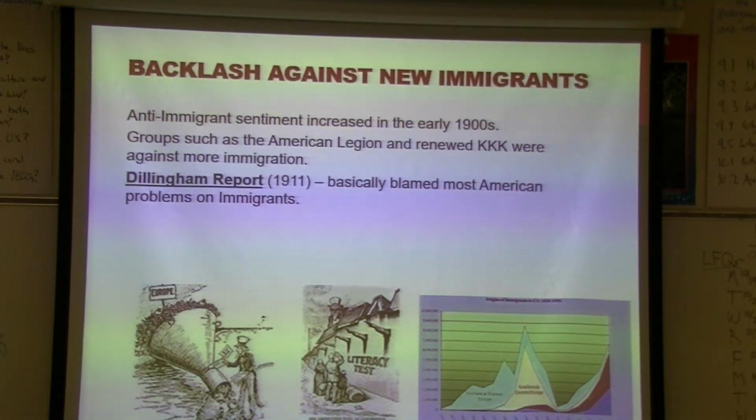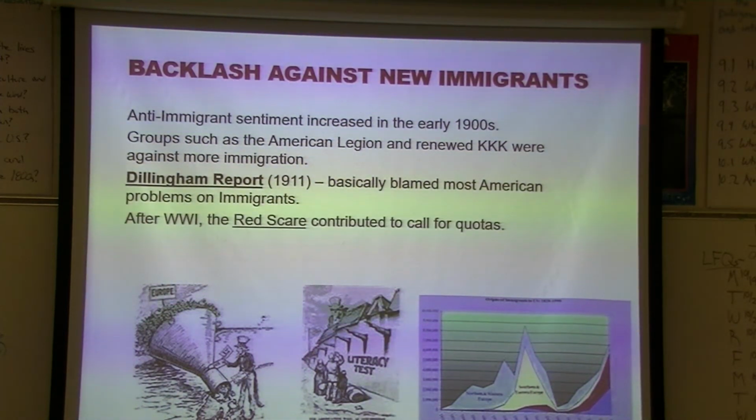Some of the things that were done, like the 18th Amendment, were done in part because of this there. As the Dillingham report said that we had alcoholism at high rates because of groups like the Italians and the Russians that drank at large amounts. That will actually be part of the push for the 18th Amendment to ban alcohol. After World War I, we are going to have the Red Scare.